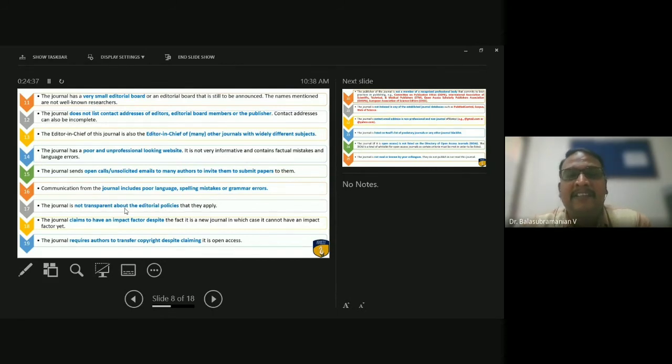If they are having a journal, they should have an editorial policy, copyrights and the impact factor which they are claiming. They are claiming a 12 impact factor, 15 impact factor, 20 impact factor. You can look at the website and see the impact factor. Impact factor is only given by Thomson Reuters. That is the agency providing the impact factor, the Science Citation Index.